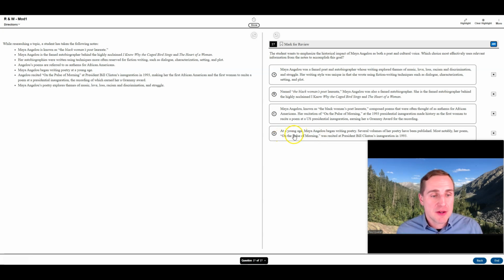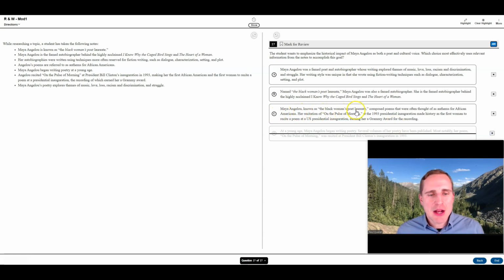So I'll read D first. At a young age, Maya Angelou began writing poetry. Several volumes of her poetry have been published. Most notably, her poem On the Pulse of the Morning was recited at Bill Clinton's inauguration in 1993. So that's the shortest of these for the most part in terms of words. But it also doesn't really emphasize her historical impact. So I'm going to go with no on D.